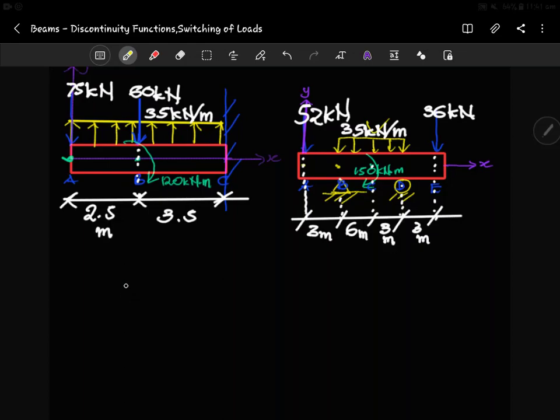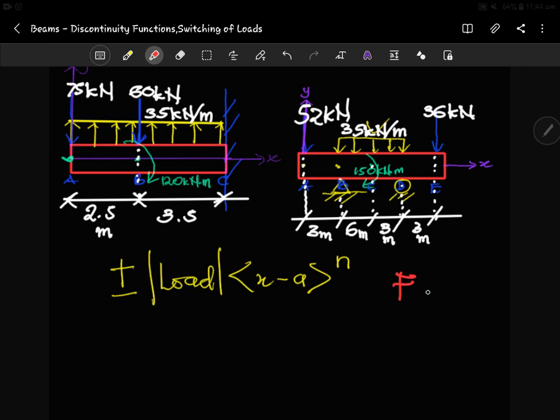Alright, so previously for the discontinuity functions, we said the basic form is plus or minus, then the magnitude of the load, and then we have the Macaulay bracket, x minus a, to the power n. Then we specify what each of these mean. The positive or negative depends on the direction. The convention I've been using so far is that a force upwards means positive, and the corresponding moment in this direction is positive.